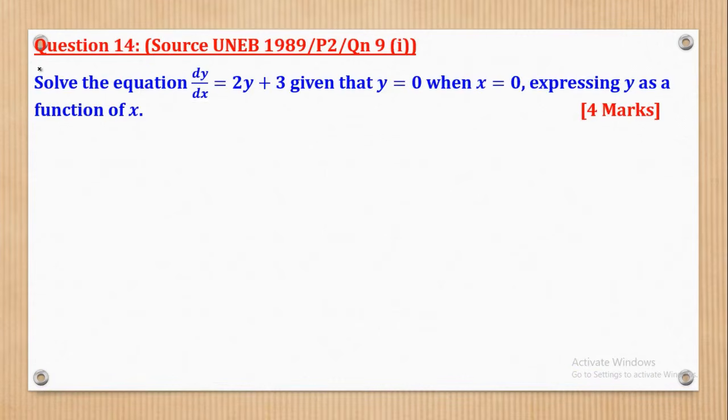So now we shall go to question 14. Question 14 came from UNEB 1989, paper 2, question 9, Roman 1, and says, solve the equation this given that y is equal to 0 when x is equal to 0, expressing y as a function of x.